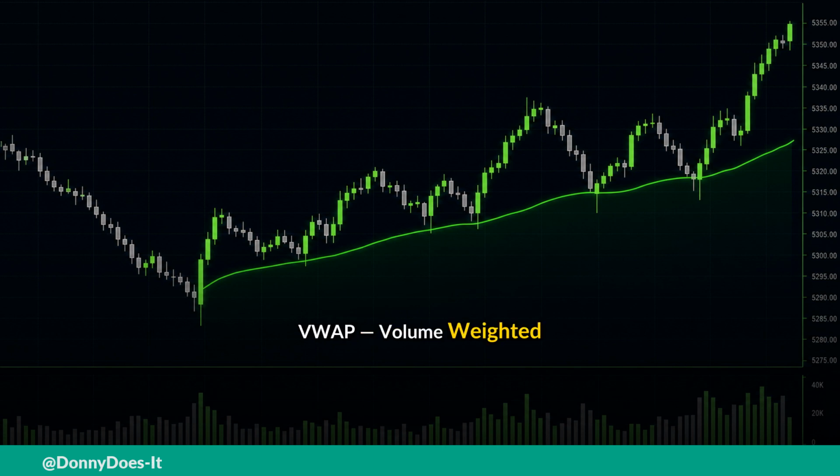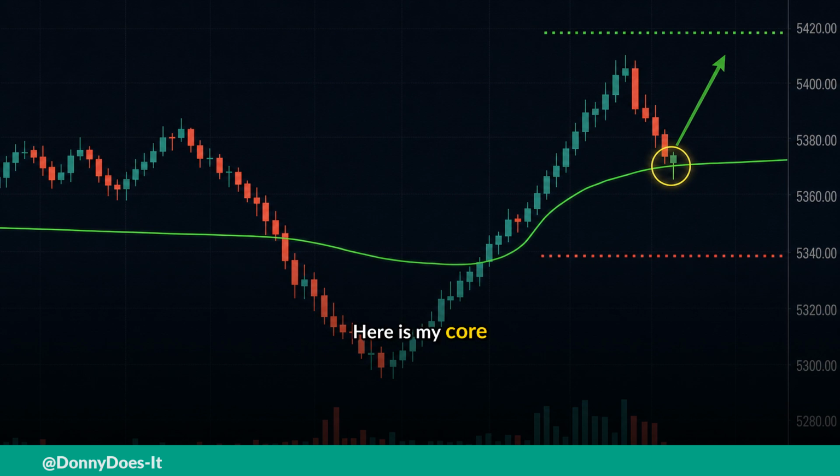Now let's get into VWAP, volume weighted average price. This is the single most important line on my chart every day. VWAP calculates the average price at which every share has traded all day, weighted by volume. Institutional traders, the banks and hedge funds, use VWAP as their benchmark for execution. If price is above VWAP, the market is in a bullish posture. Below VWAP, and the sellers are in control.